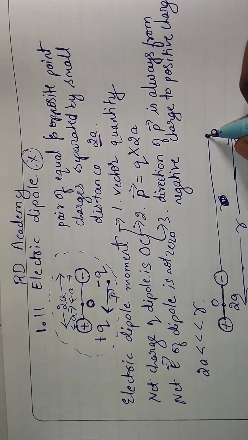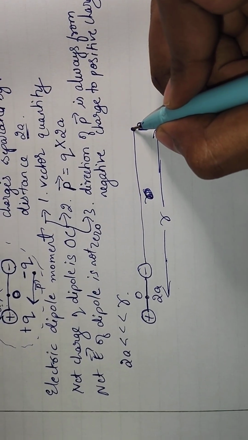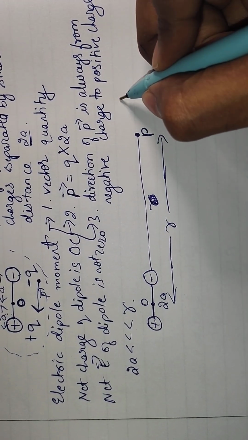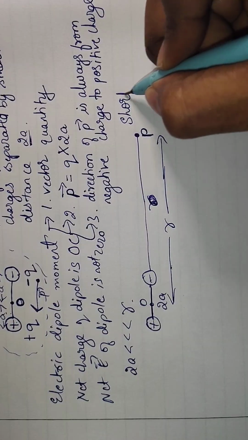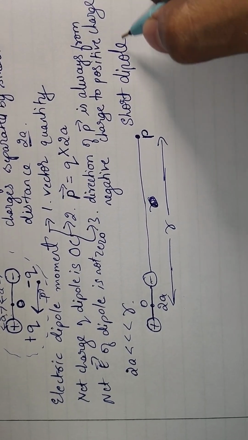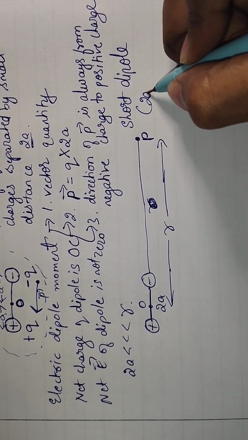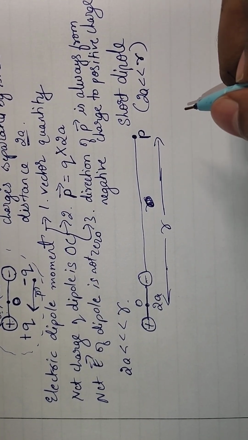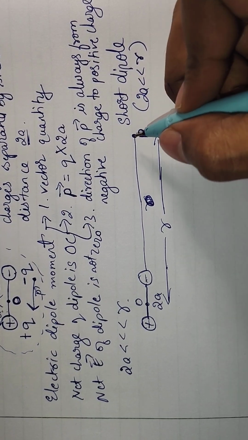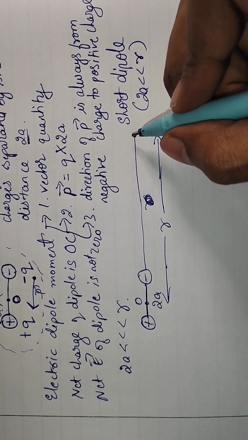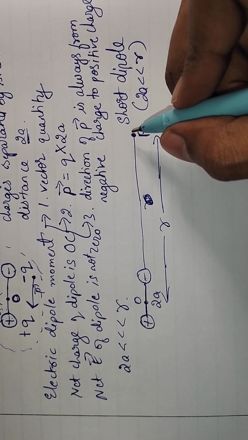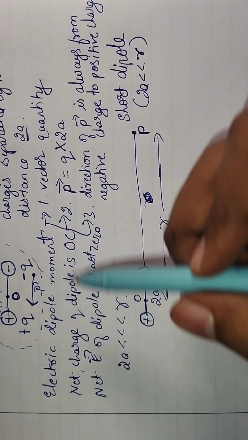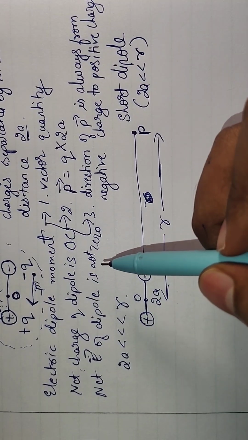Now when the distance where you are finding the electric field is much greater than the separation between the two charges, that is this condition, this is what we call a short dipole. The short dipole condition is that the distance between the charges must be less than the distance where you are measuring the electric field. At this point the electric field approximately approaches 0. Here also you cannot say it is exactly equal to 0. So these 2 points should be remembered. Net charge of a dipole is 0, but net electric field of a dipole is not 0.